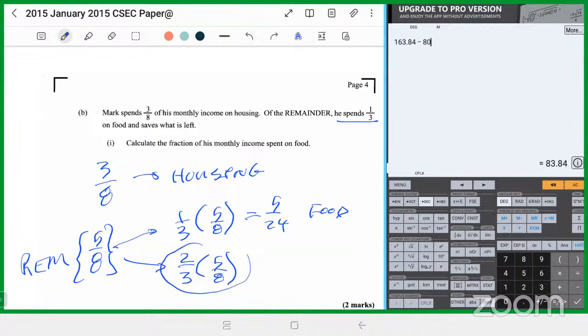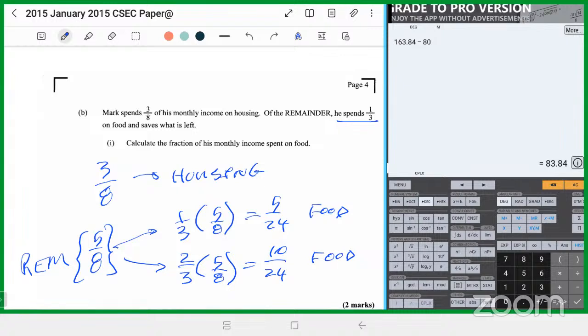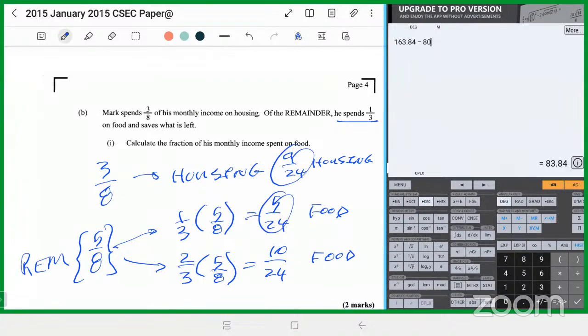So this is what is left. This is now 10/24, and that goes towards food. You see this 3/8, if we were to express it as a fraction over 24, we'll multiply this by 3 and multiply this by 3. So this 3/8 is the same as 9 over 24, going to housing. Why am I doing that? Just to bring everything over 24.